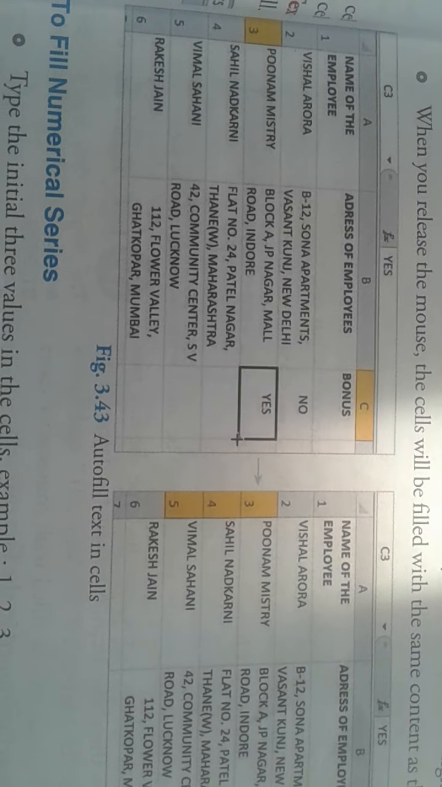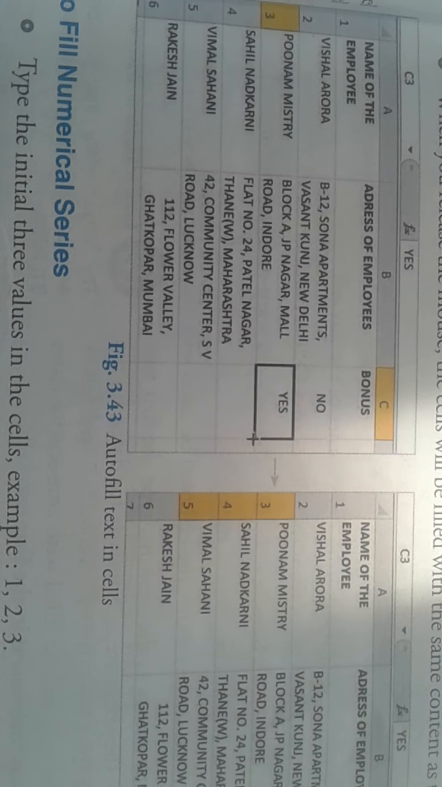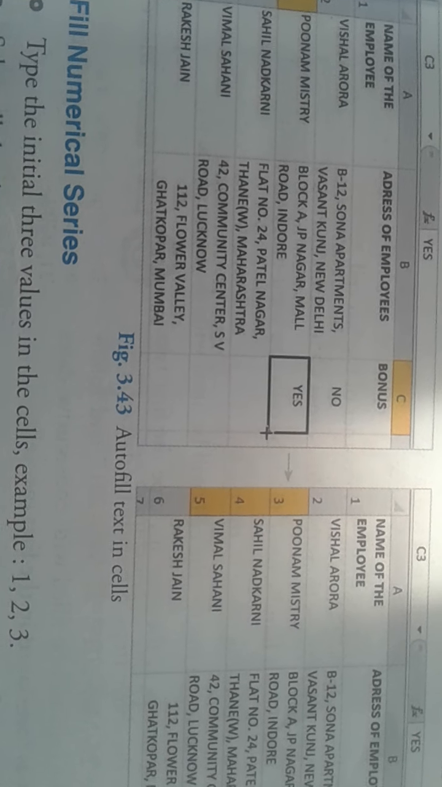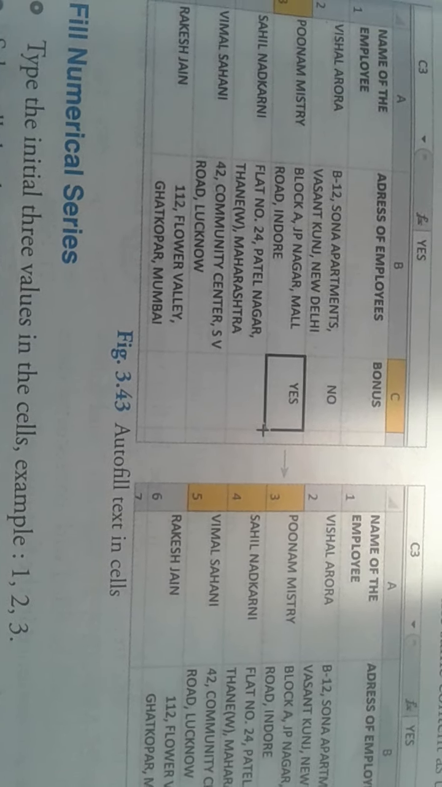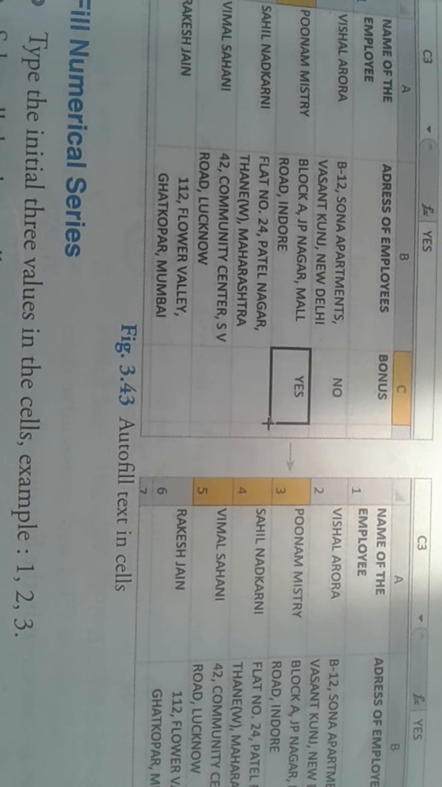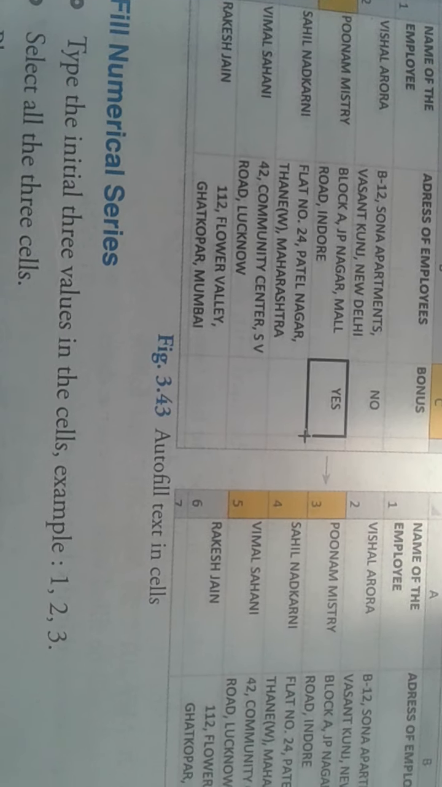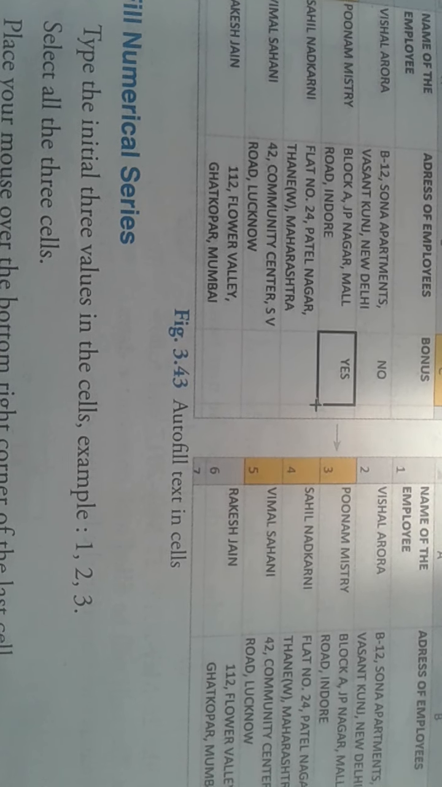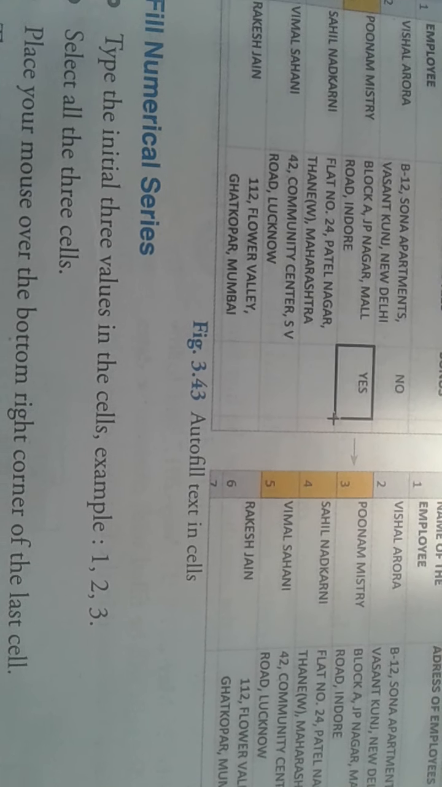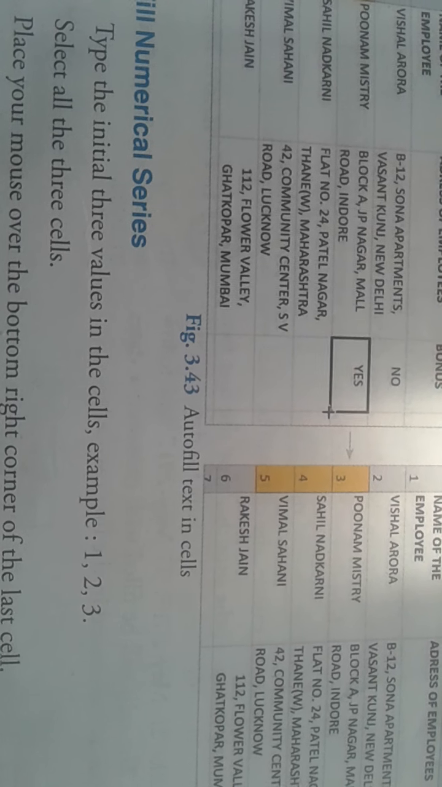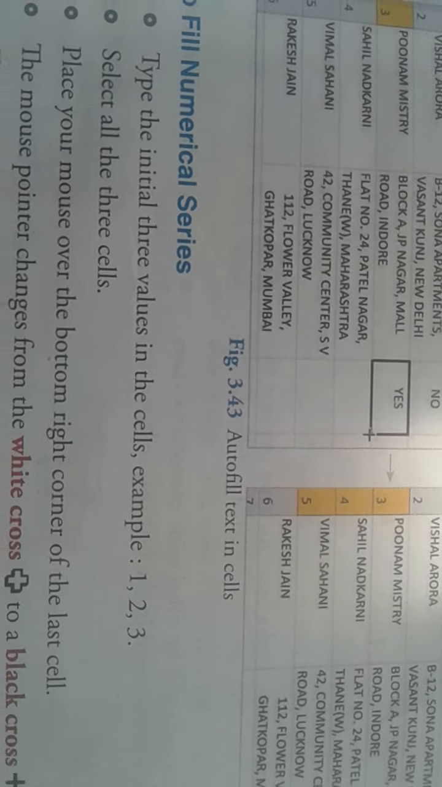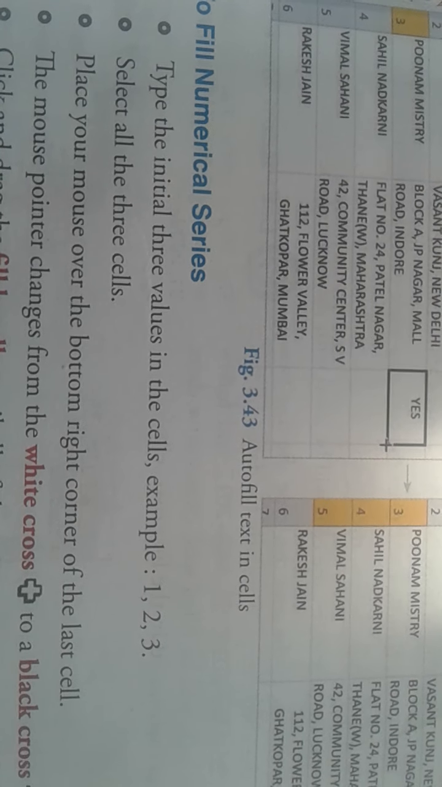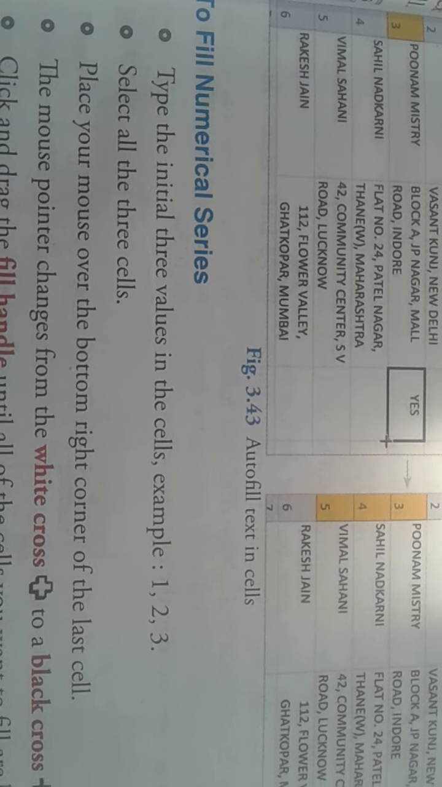To repeat the value in a cell, suppose you were writing the same data and you want to repeat it in a cell below. Instead of retyping the text again and again, the autofill handle fills the data in the cell. We can fill the content of the cell either horizontally or vertically. Select the cell or cells containing the content you want to use. Place your mouse over the bottom right corner of the cell. The mouse pointer changes from the white cross to a black cross. Click and drag the fill handle until all the cells you want to fill are highlighted. When you release the mouse, the cells will be filled with the same content as the cell selected.